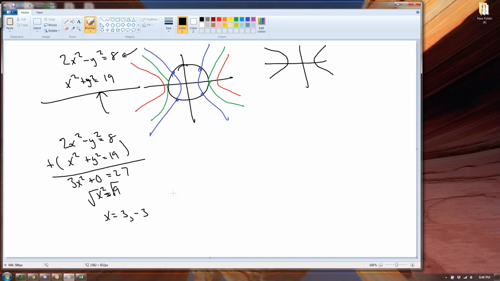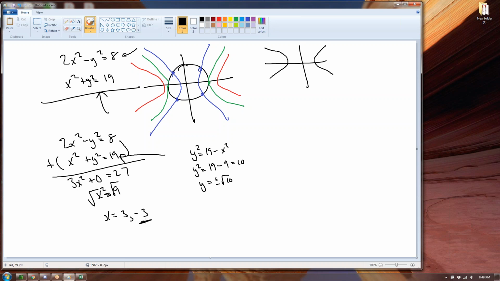If it's 3 or negative 3, now let's see what y would have to be. It's your choice which one to plug into. I'm going to plug into the second one. If y squared is 19 minus x squared, then y squared would be 19 minus 9, which is 10. If you rooted both sides, y would be the root of 10, but it would be plus or minus. So that tells you it's the 4 solution situation.